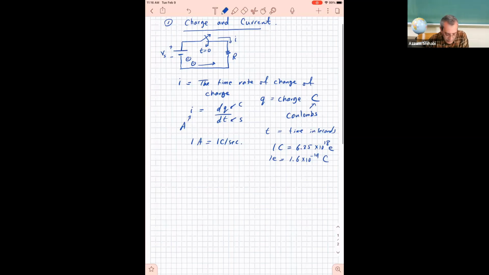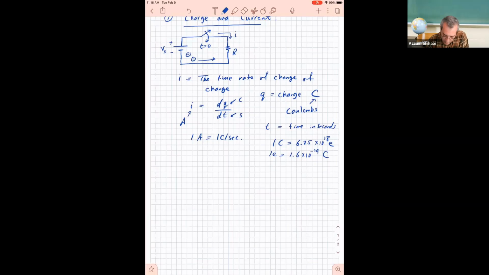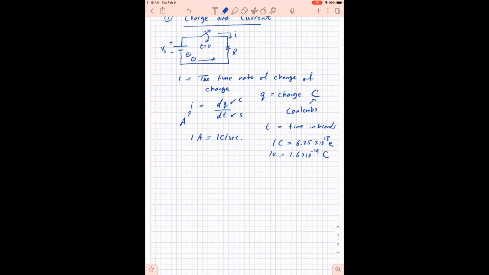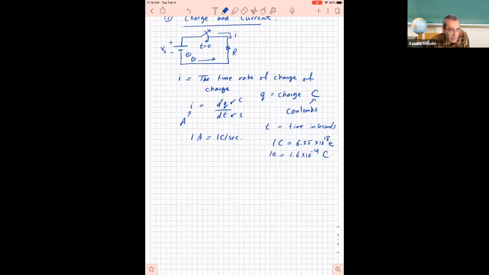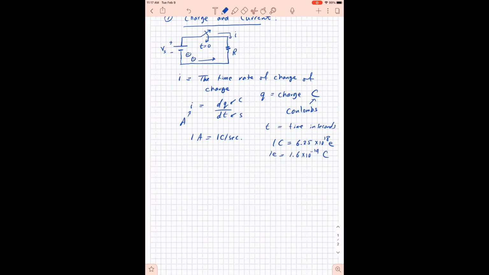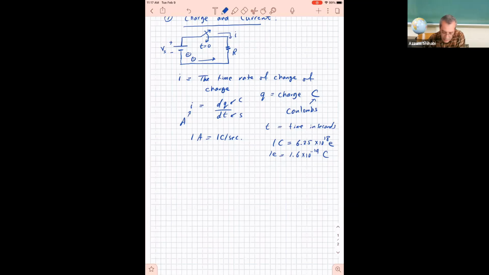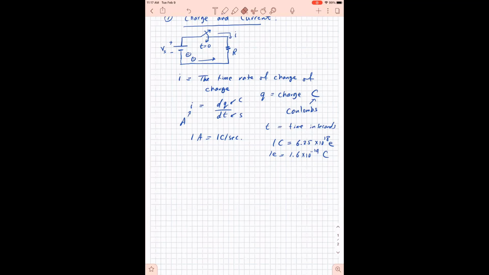All right. So this is our first equation defining the current as the time rate of change of charge. Dr. Chiave? Yes, Luis. The book has 6.24. The book has what? For electrons, right? You put 6.25 times 10 to the 18th. Oh, yes. Thank you. Let me fix that. Good.